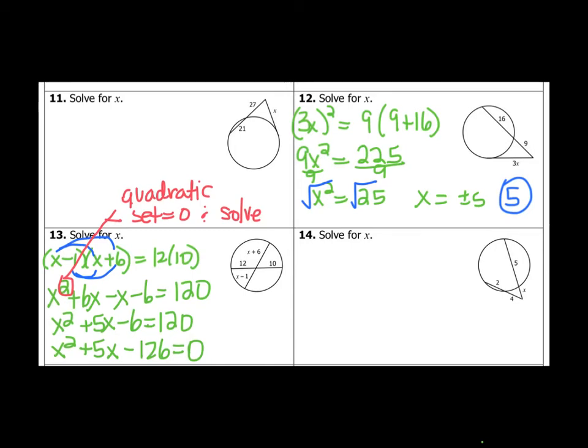And to solve this, I'm going to factor. So I'm going to open up two binomials, and I know x squared is made by x times x. So this is made by x times x. And I know that 126 is 14 times 9. And I need a positive 5, so positive 14 minus 9 will give me a positive 5.